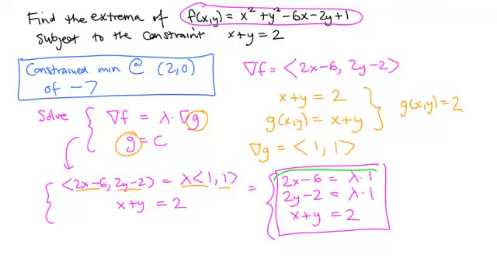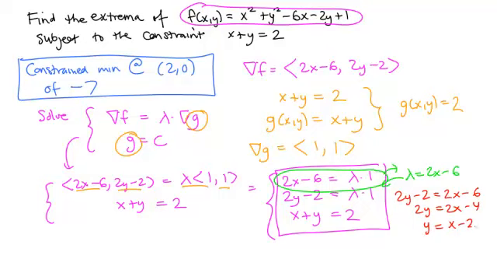If we take the top equation and solve it for lambda, we get lambda is equal to 2x minus 6. I'll then plug that into the second equation. The second equation now reads 2y minus 2 is equal to lambda, but lambda is 2x minus 6. So that means that we're going to get 2y is equal to 2x minus 4, or y is equal to x minus 2.